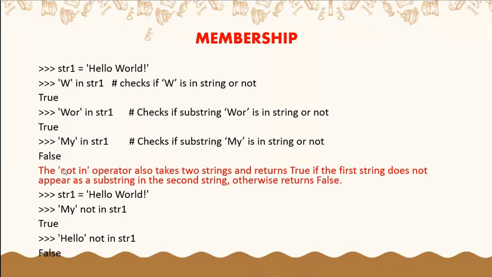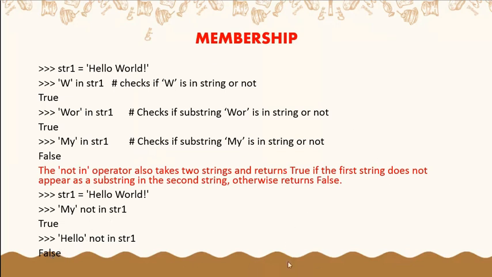Similarly, we can use the operator not in. Here again I have created the variable str1 and initialize it to hello world. Now I am checking whether my not in str1. Yes, the word my does not exist in str1, and that's why it returns the value true. Second time we are checking here hello not in str1, false. That means, what does it mean? That the word hello does not exist in str1. No, it exists. That's why it returns false. So it is the usage of membership operator.